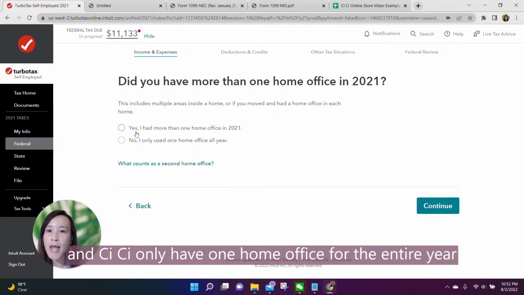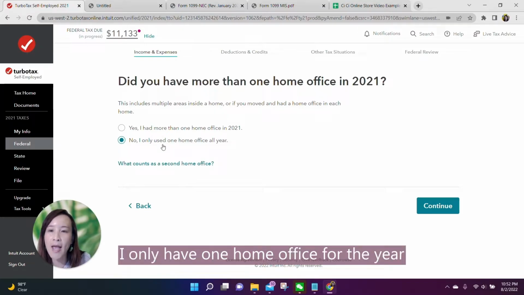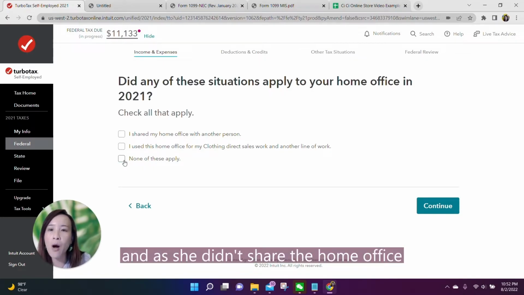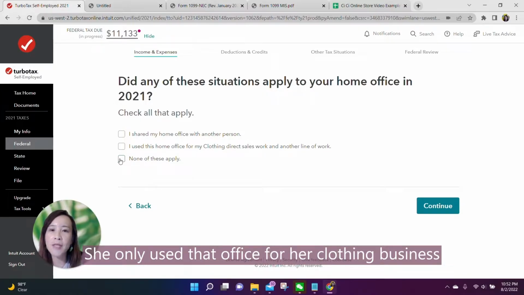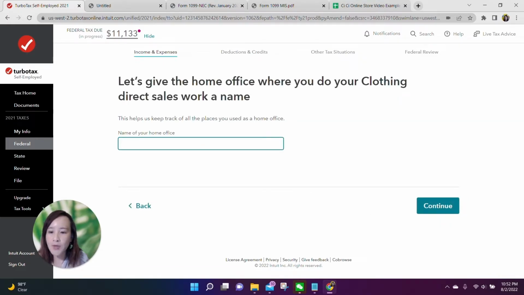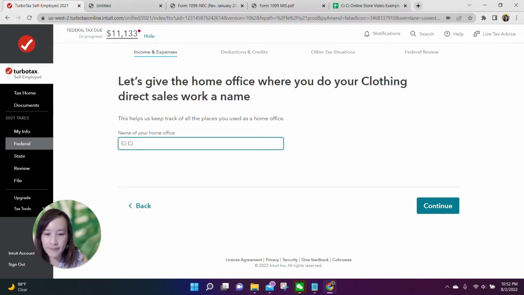And CC only has one home office for the entire year. So I would go ahead and click I only have one home office for the year. And then she didn't share the home office with any other people. She only used that office for her clothing business. And you can go ahead and put the name of your home office.